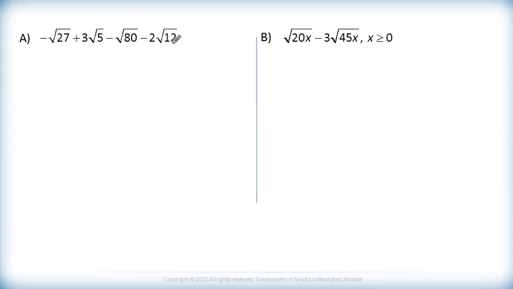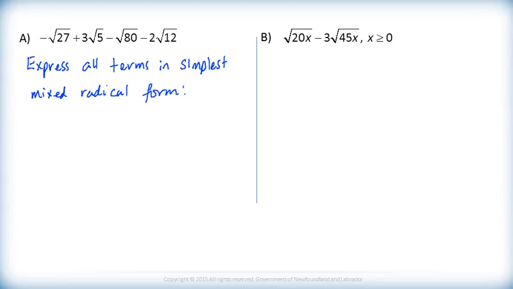In this next one, it looks like none of the radicals are like. However, there's a catch. We can see if we can express any of these as simpler mixed radicals. So we express each one in simplest mixed radical form. The largest perfect square factor that goes into the square root of 27 is square root of 9. So we have square root of 9 times 3 there. 3 root 5, well, root 5 does not have any perfect square factor beyond a 1. So we leave that one as it is.